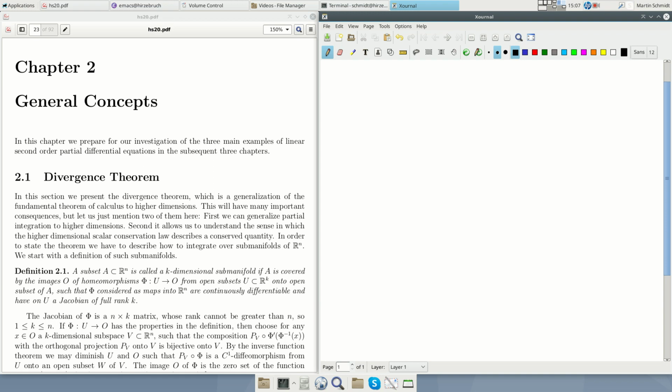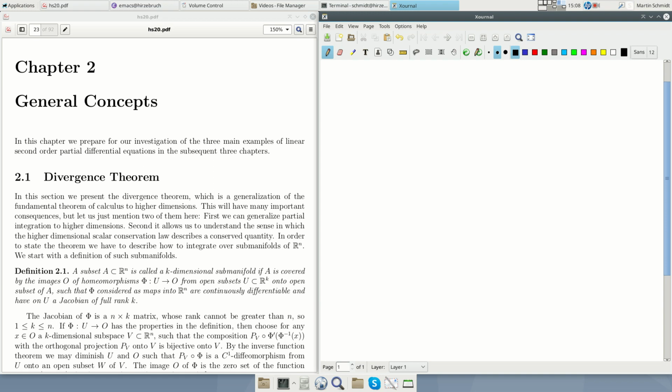treat methods to solve the three main examples of second order PDEs, linear PDEs. In fact, we will restrict to second order linear PDEs. These three main examples are Laplace equation, heat equation, and wave equation. Okay, before we do this in chapter 3, 4, and 5, we now introduce some general concepts. These general concepts are at least partially motivated by the first chapter.